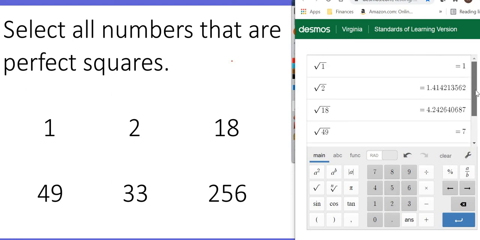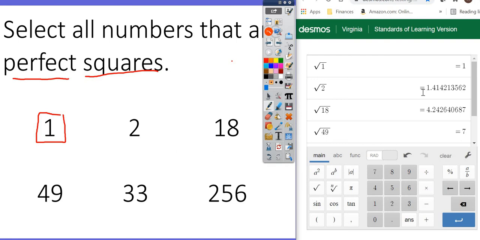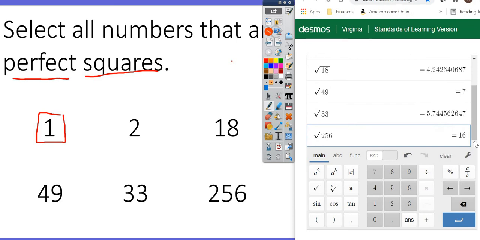Now I'm going to go up and look at every one. The square root of 1 is 1. There is no decimal, so that means this is a perfect square. Square root of 2, oh no, there's a decimal. That is not a perfect square. Square root of 18, oh, another decimal. That is not a perfect square.